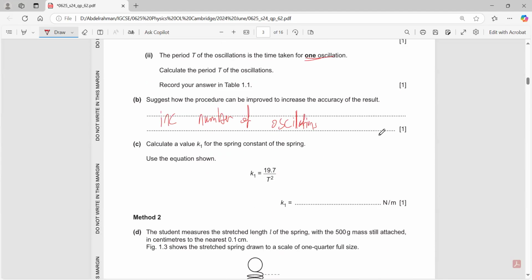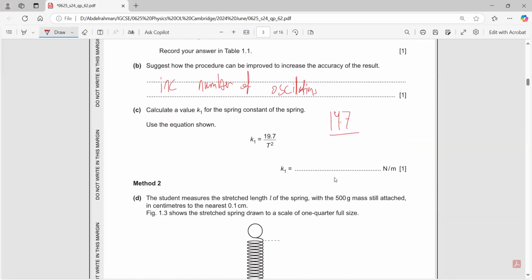Now, calculate the value K1 of the spring constant. K1 would be 19.7 over T squared. This is 19.7, not 1.97. So 19.7 over T squared, which is 0.89 squared. What is 19.7 over 0.89 squared? I'm sorry, it is 24.87, which is 24.9.